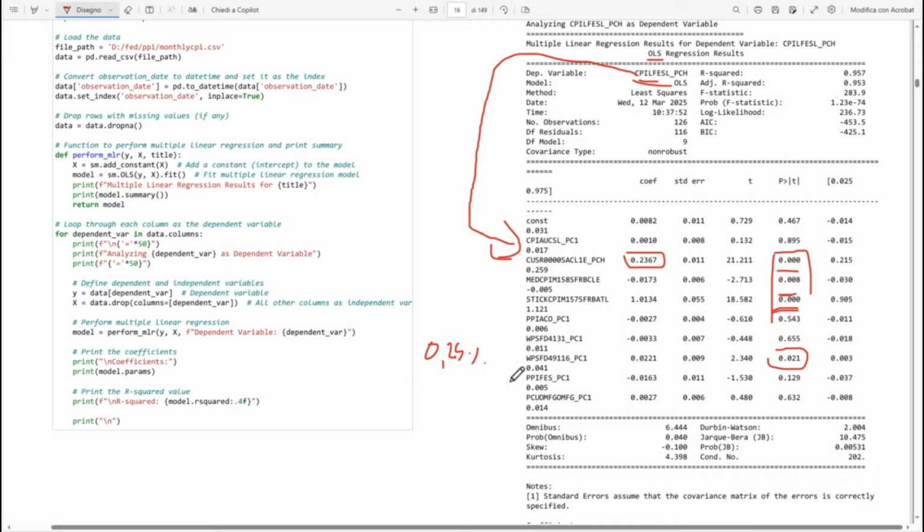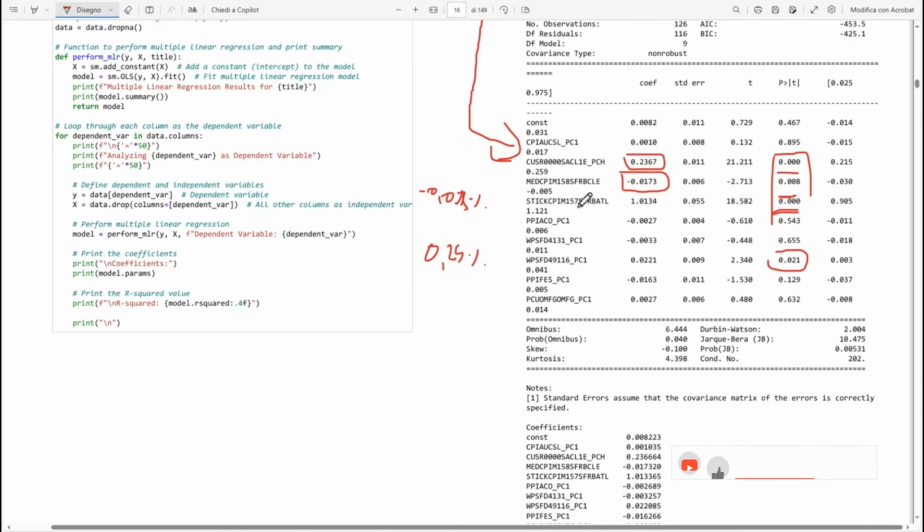What is the coefficient by which, if core inflation has increased by 1% or 1 unit, then what happens to the other measures of inflation? So the median CPI will, for example, decrease by this coefficient, 0.018%, so very little decrease, very little coefficient, while sticky prices will jump by 1%, even a little bit more. We see the coefficient is 1.